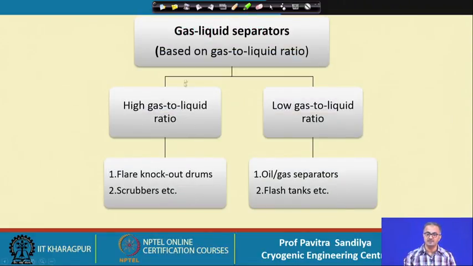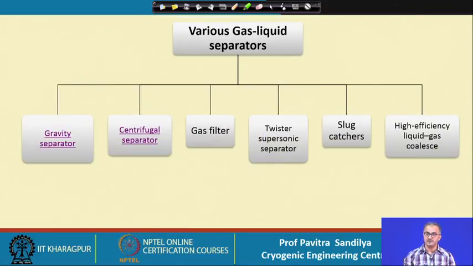Here we have this based on the gas to liquid ratio. We have different types of separators. One is high gas to liquid ratio and the other is low gas to liquid ratio. Under high, we have the flare knockout drums, scrubbers, etc. And for low gas to liquid ratio, we have the oil gas separators and the flash tanks, etc. So there are various ways of separating them, and these are some of the various gas liquid separators. So today in our lecture, we shall be looking into the gravity separator and the centrifugal separator.